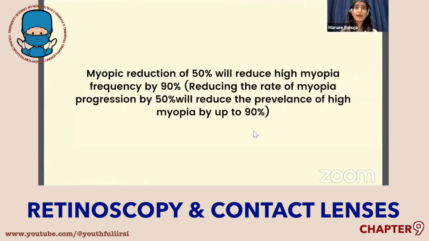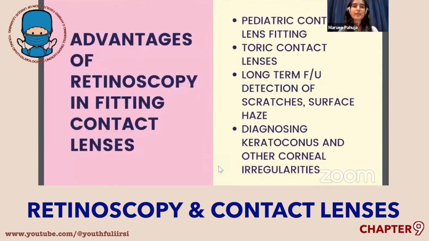And why is it that we're looking at myopia reduction or myopia control? Because myopia reduction of 50% will reduce high myopia frequency by 90%, which is a really big number. So let's look more into what it is that we can do to reduce the progression of myopia.